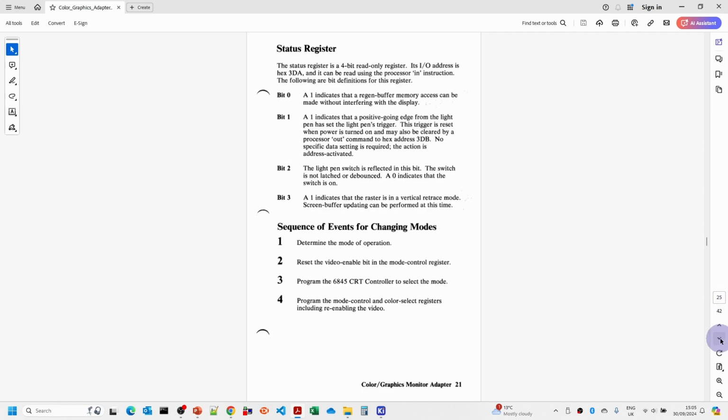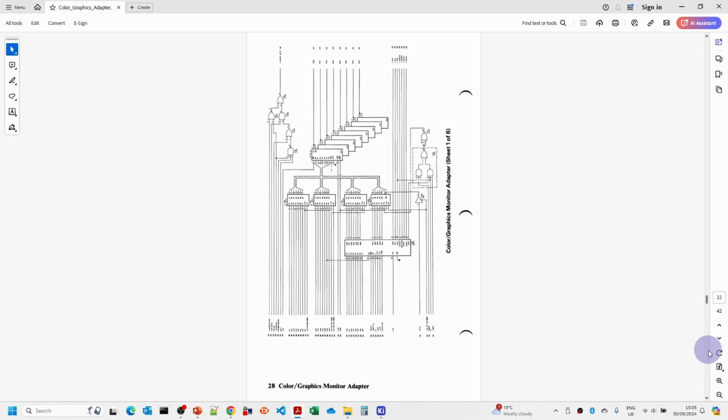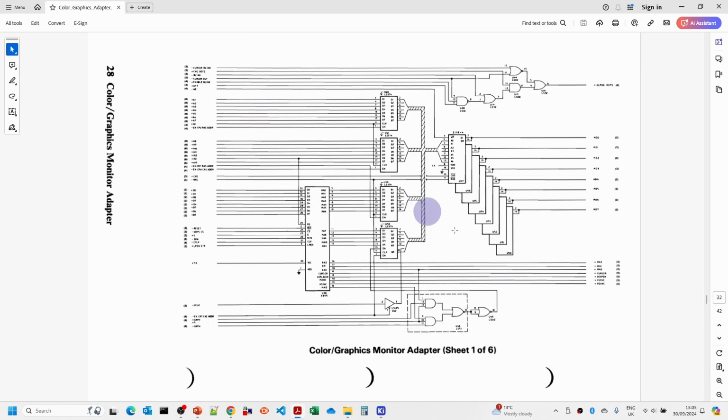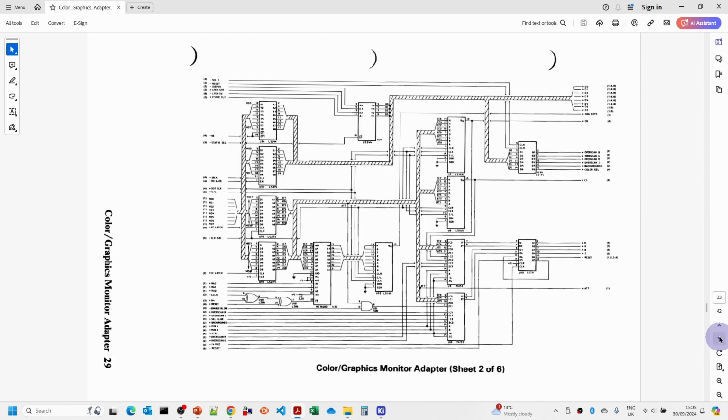But the key thing that we're interested in here is that in the back of the technical guide we've actually got the schematics for the CGA card, so we've got 6 sheets there.